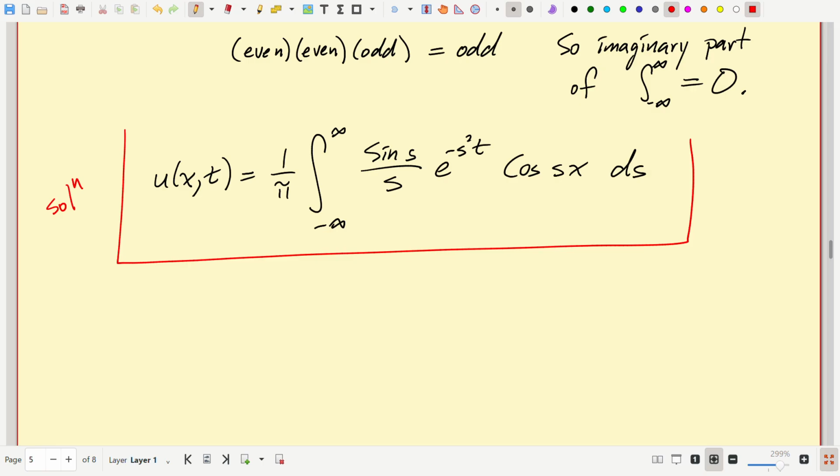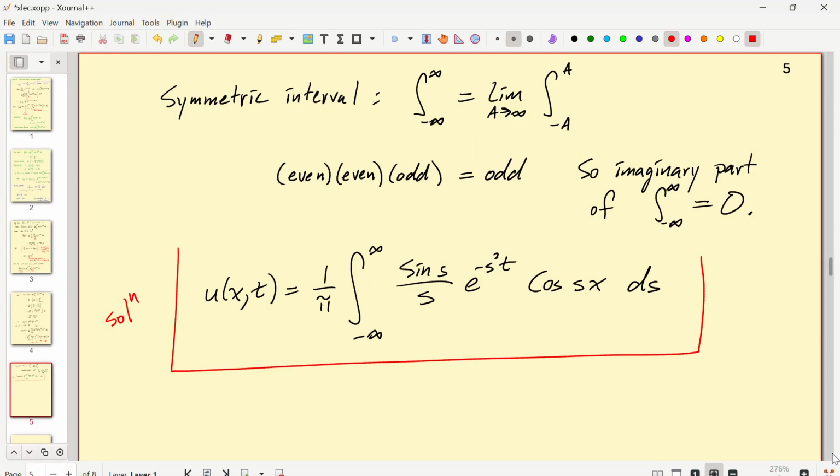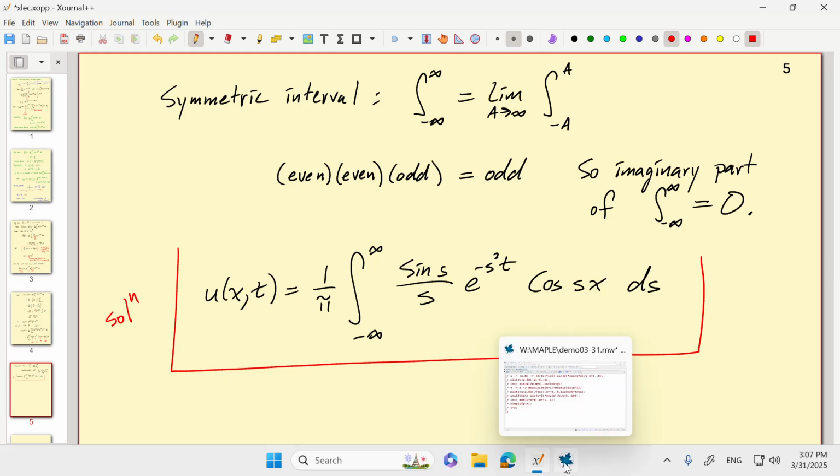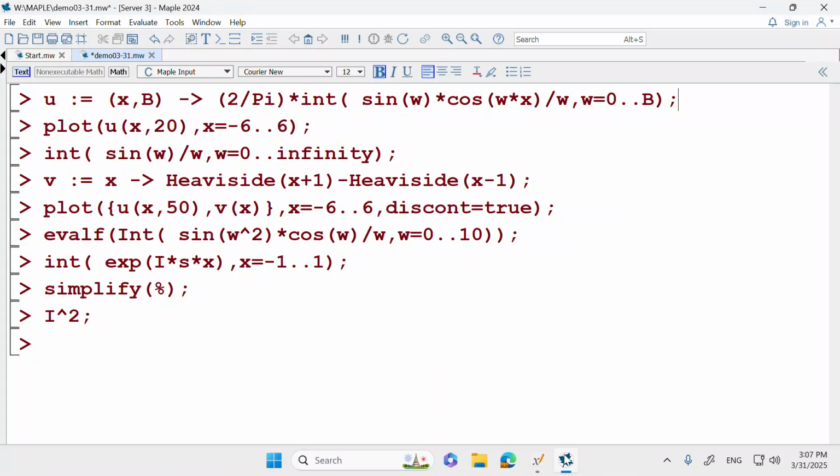I'm going to show you. I got Maple fired up here. Let me show you that this actually converges, or maybe make you believe that it might. There's Maple. Let's see, I use w's instead of s's here.